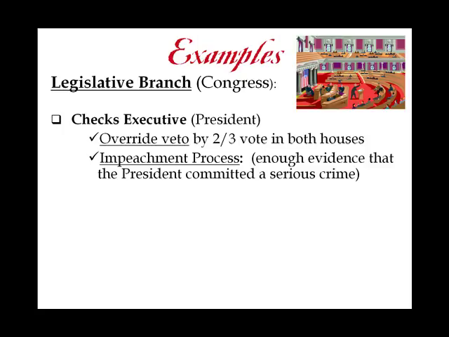Impeachment is often confused with removal from office. Actually, to impeach means that the House of Representatives believes that someone may have done something seriously wrong. The House must have evidence that that person has committed a serious crime to proceed with an impeachment. It takes a majority vote to impeach someone.